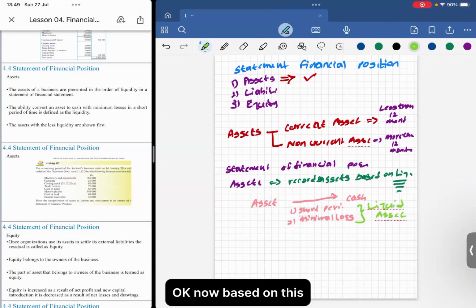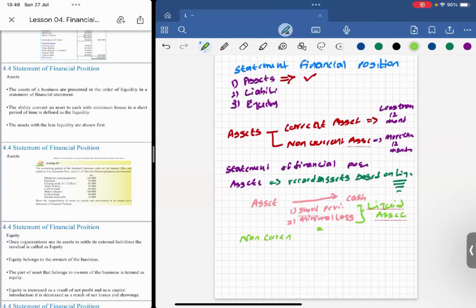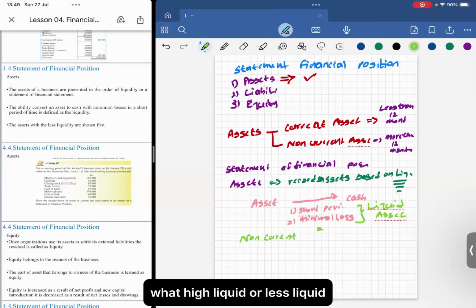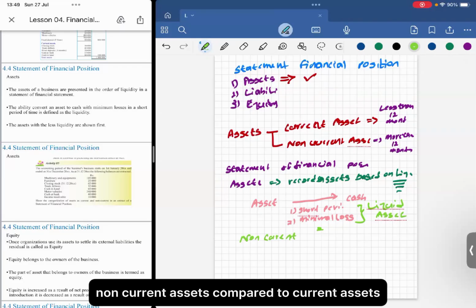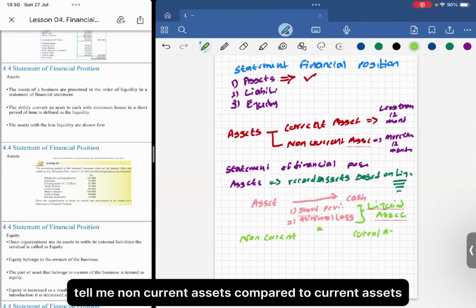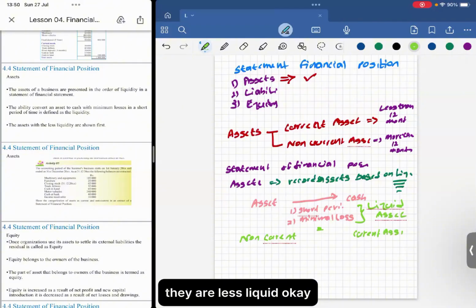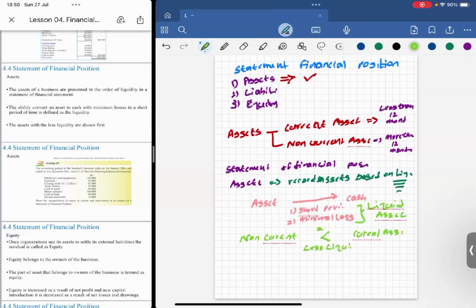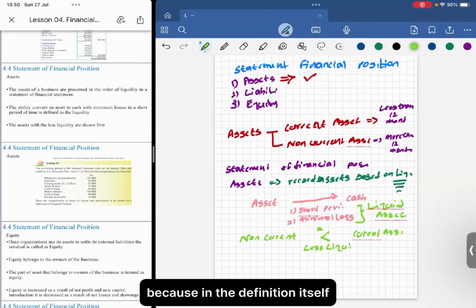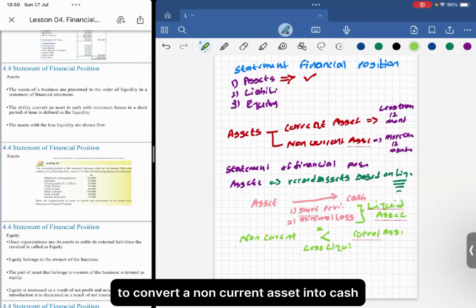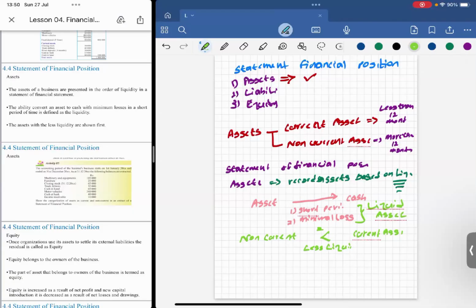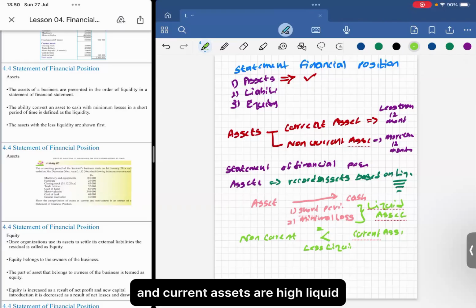Okay, now based on this, non-current assets are what? Highly liquid or less liquid? Non-current assets compared to current assets, they are less liquid. Non-current assets are less liquid compared to current assets, because in the definition itself, it says it takes more than 12 months to convert a non-current asset into cash. So non-current assets are less liquid and current assets are highly liquid.